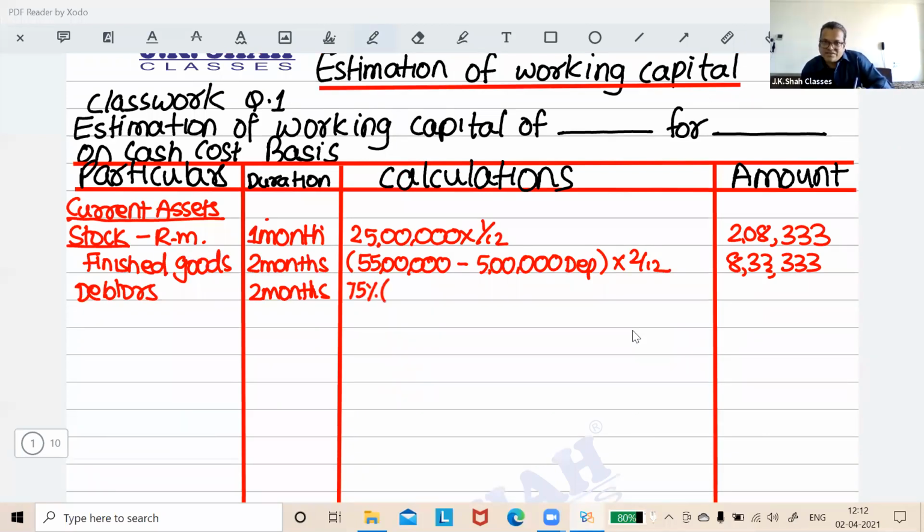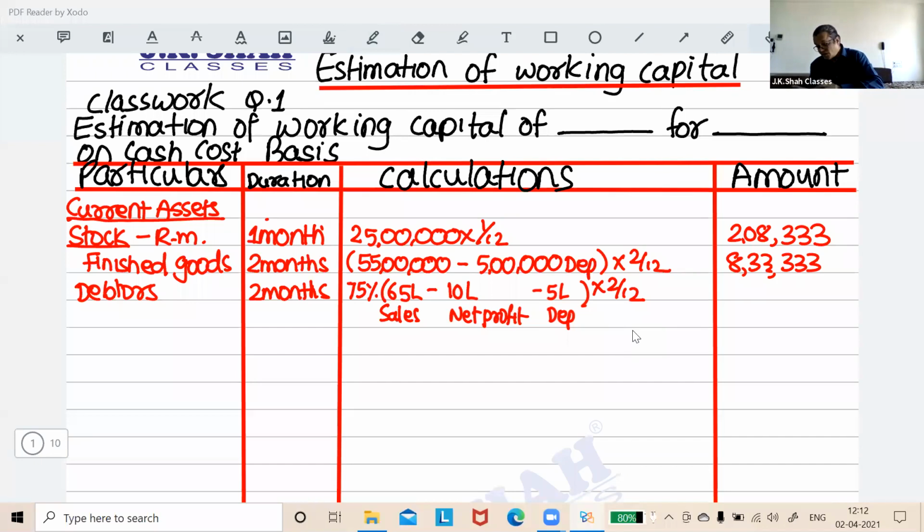65 lakh is my sales. Just to accommodate in the line, I'm just writing L, okay, minus 10 lakh is my net profit, correct friends? Minus 5 lakh is my depreciation. So again, whatever is left, how much is left? 50 lakh into 75% into 2 by 12. Right? Why 75%? It's told in the question, no, 25% is on cash. So debtors will be only 75% of the total sales.